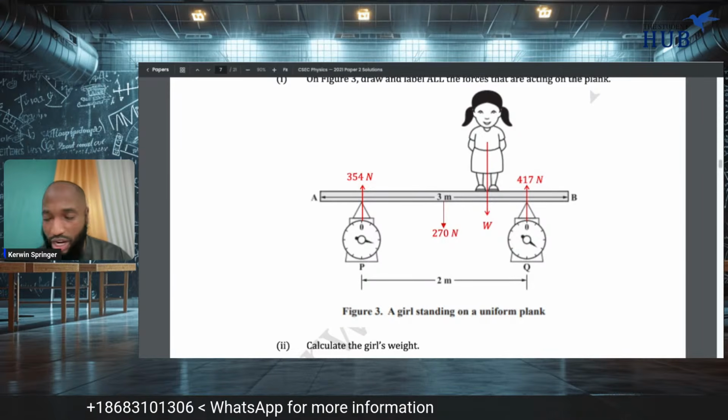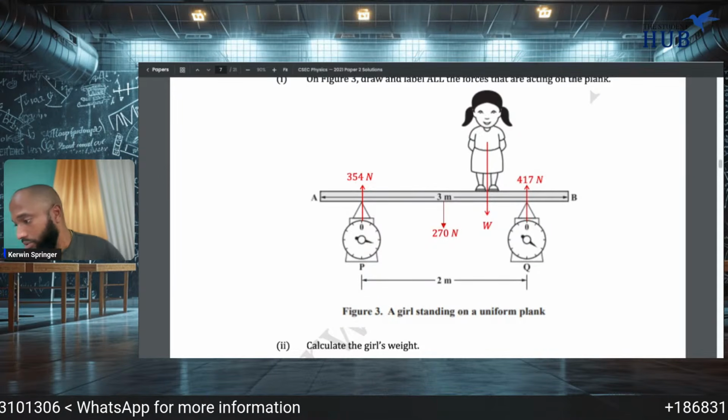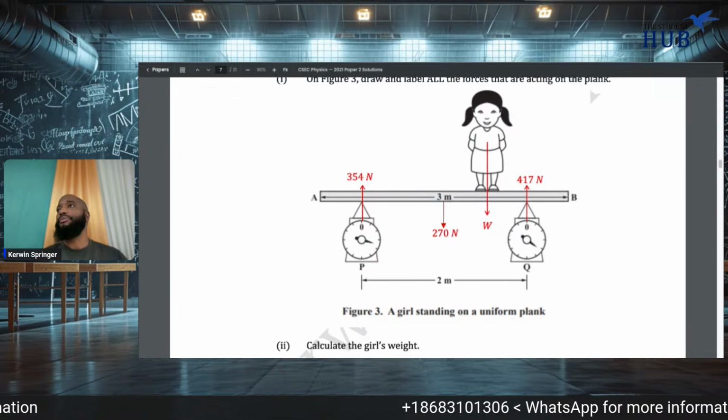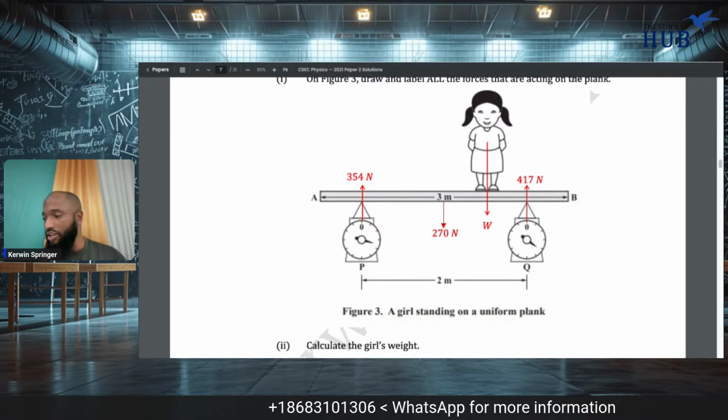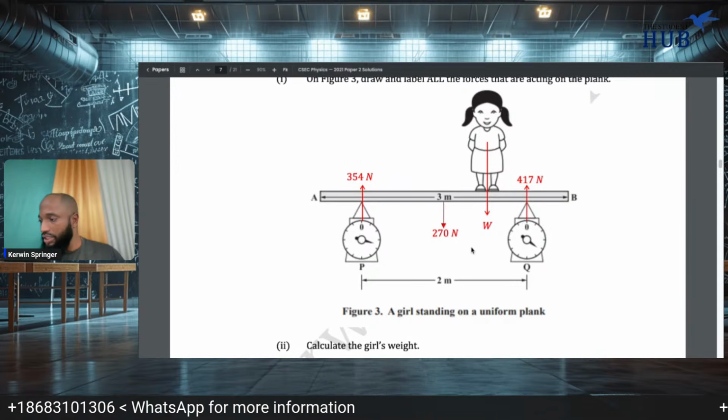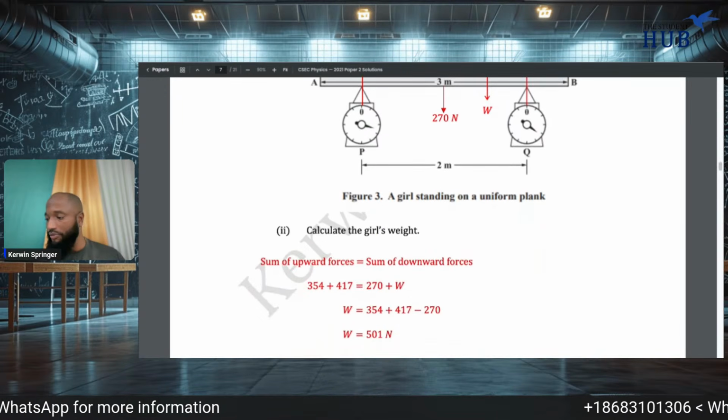Somebody said it's 501. Wow, that's very fast. You got that as well? You take moments about where? You just use upward and downward. So upward and downward, 354, 417, 270, upward, downward, subtract, get the answer, 501.